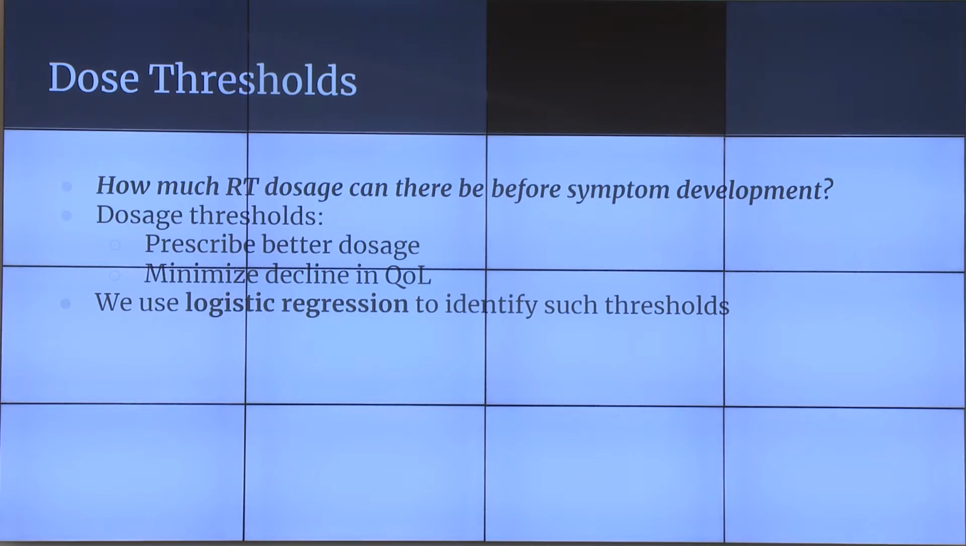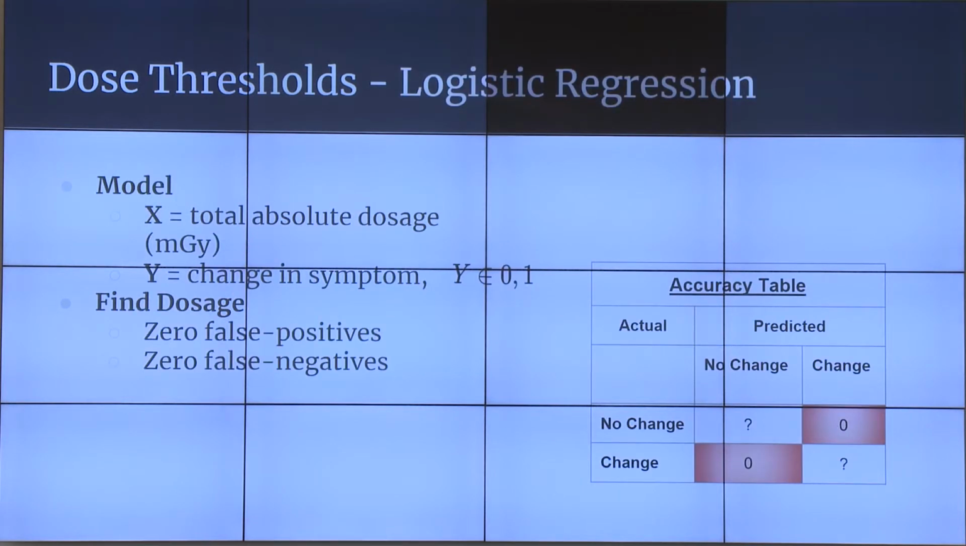In order to do this, we wanted to use logistic regression because we believe that finding safe dosage thresholds would help doctors prescribe better radiation dosages and prevent this decline in quality of life that seems to be occurring during treatment. In a logistic regression model, we have the total absolute dosage in milligray as the independent variable, and the dependent variable is the change in a given symptom, which is 0 or 1, as it has been throughout our project. And in order to find these dosage thresholds, we wanted to identify where we had 0 false positives and 0 false negatives, such that, for example, there were no patients that were mistakenly classified as being in another category.